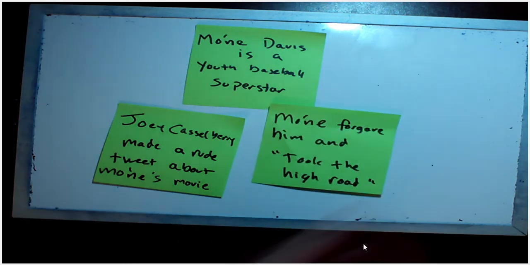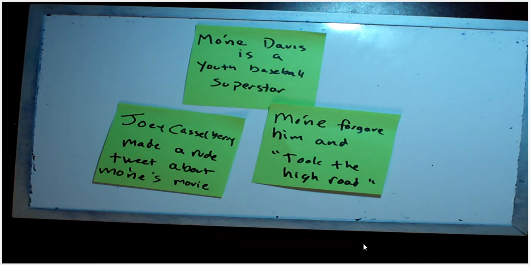Because she, Monet, forgave him and took the high road. What that means is she said, he was just making a mistake. I forgive him. Let him go back to his life. You don't need to give him a punishment because of what he said. Wow, that's really big of her.